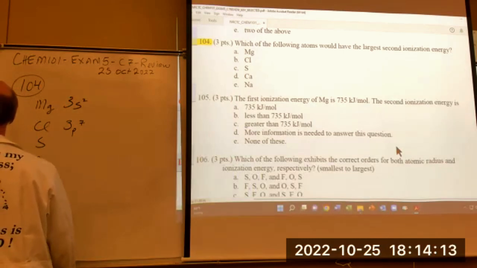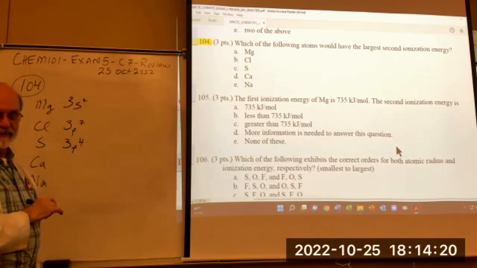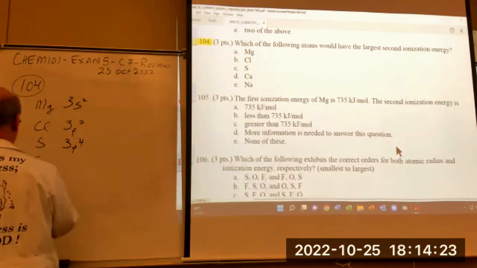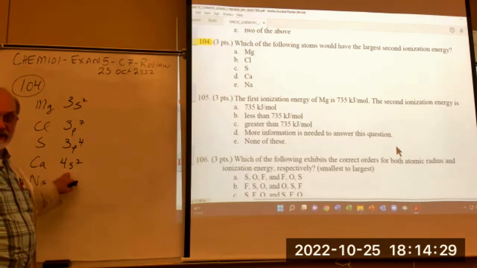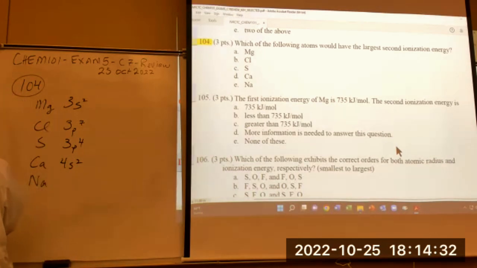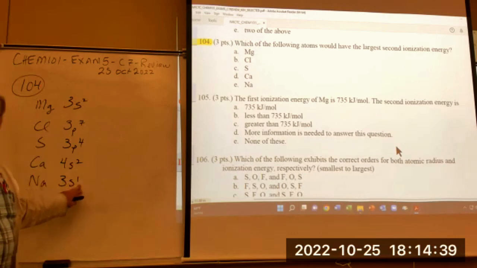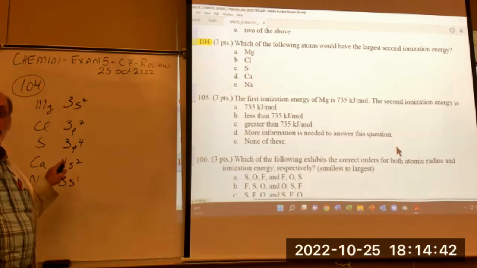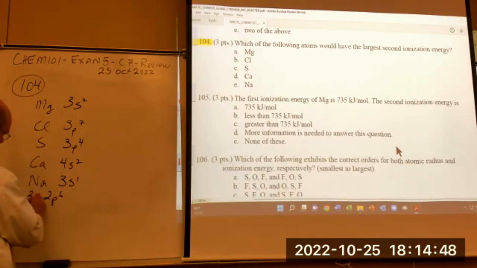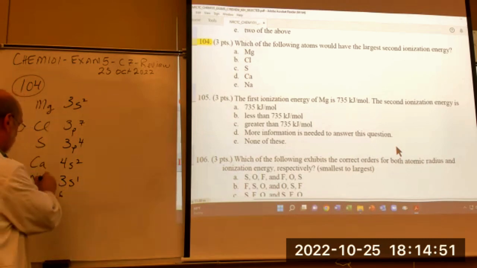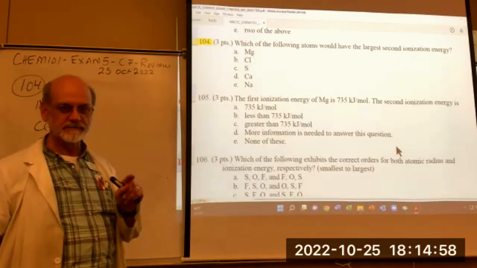How about sulfur? Sulfur is 3p4. Nope. You haven't got into the core yet there. How about calcium? Calcium is 4s2. Right? No, second electron is still valence. How about sodium? Sodium is 3s1. Aha. First ionization energy gets rid of that one. Now you're into the core. So what's the core? The core is 2p6. Right? So sodium would definitely have the highest second ionization energy because you're into the core now.